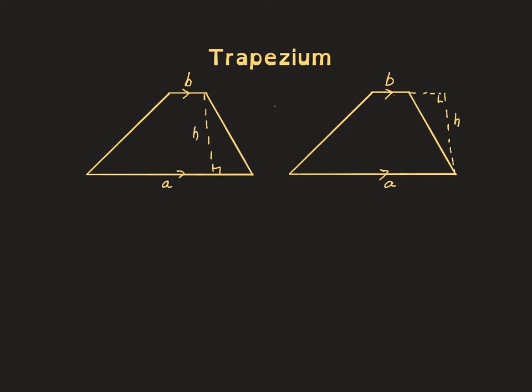The formula for area of a trapezium is area is equal to the height divided by 2 and multiplied by the sum of the two parallel sides. So let's just write that in a shortened algebraic formula. A is equal to h over 2 (a plus b).